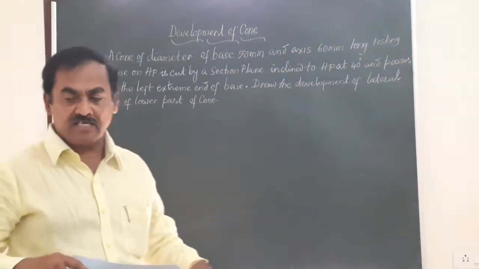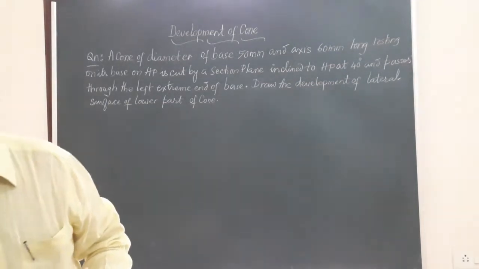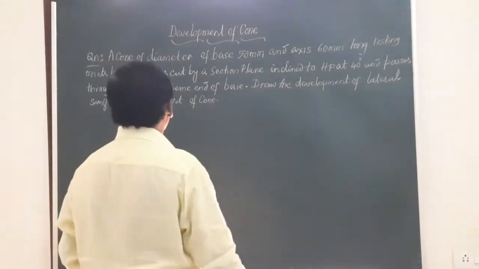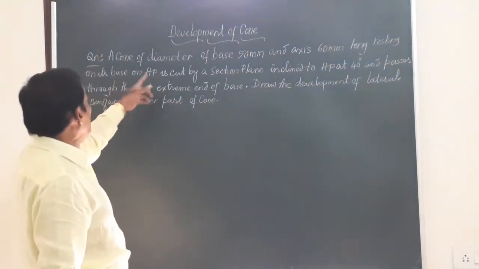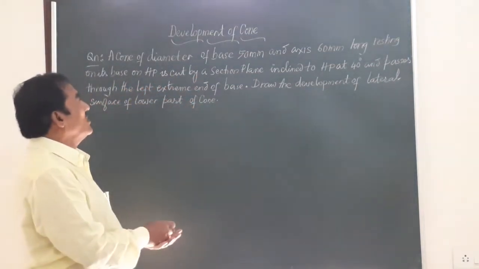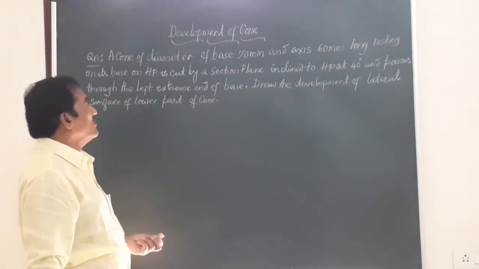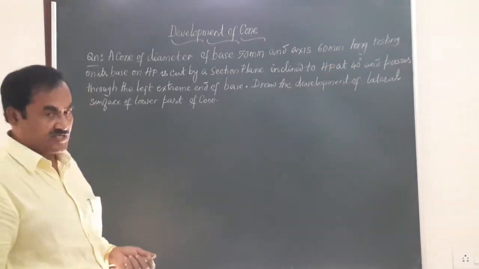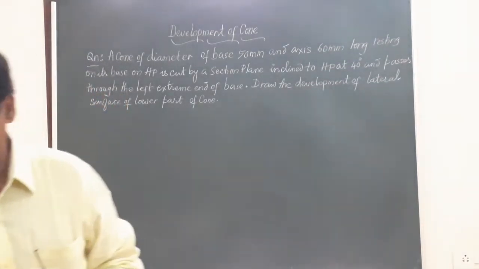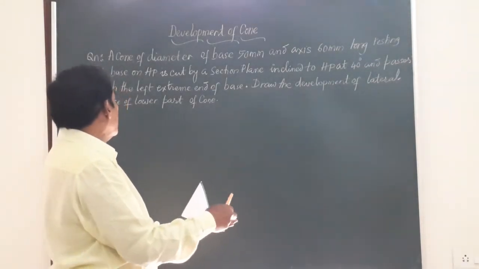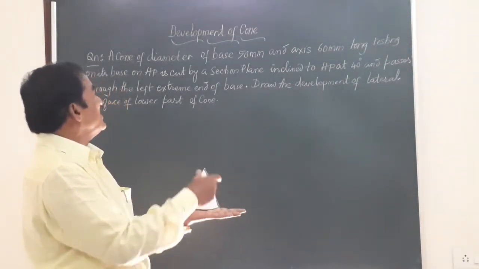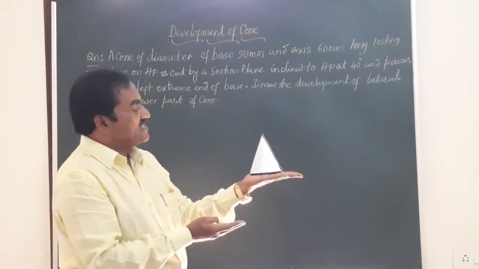So let me see the problem and how best it can be done. The question runs like this. A cone of diameter of base 50 mm and height 60 mm resting on its base on HP. That is, it is resting on its base on HP like this. Is cut by a section plane which is inclined at 40 degrees to HP.